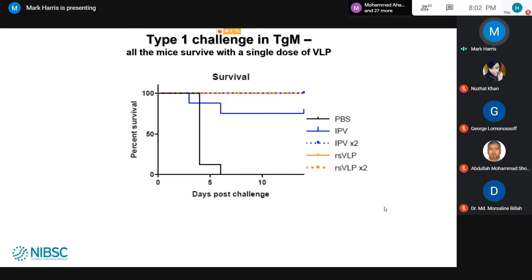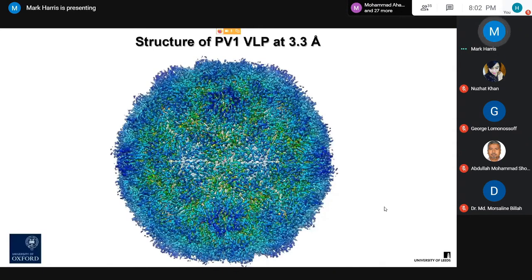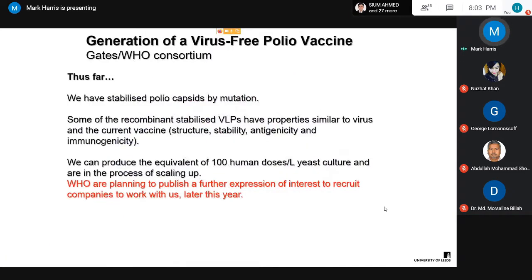So I'm going to leave you with the structure of PV1 VLP at 3.3 angstroms. It's done by colleagues at University of Oxford. Hopefully you can see this looks nice, smooth, doesn't look expanded. So not only do these VLPs look right, but they also elicit the right immune response. We've still got some challenges to come. One of the challenges that we are working on is upscaling. Making more of something isn't necessarily straightforward, and that's something that we really are working on at the moment.